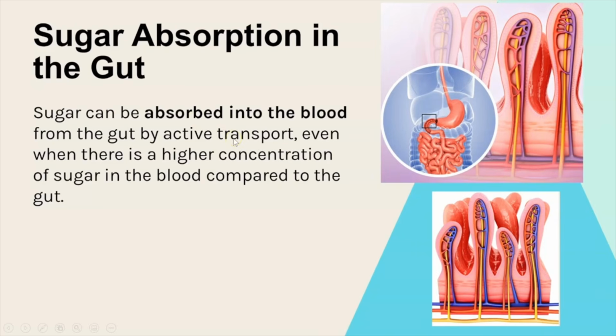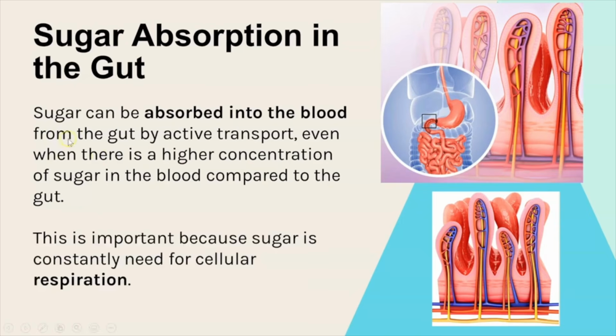Sugar is absorbed into the bloodstream from your gut by active transport. And it's a similar idea. Even though in your gut, compared to your blood, you might have a low concentration of sugar and a high concentration of sugar in your blood, we still need to be able to move every last bit of sugar from your gut into the blood. And that's because sugar is constantly being used for respiration in your cells. And without respiration, your cells wouldn't be able to survive.